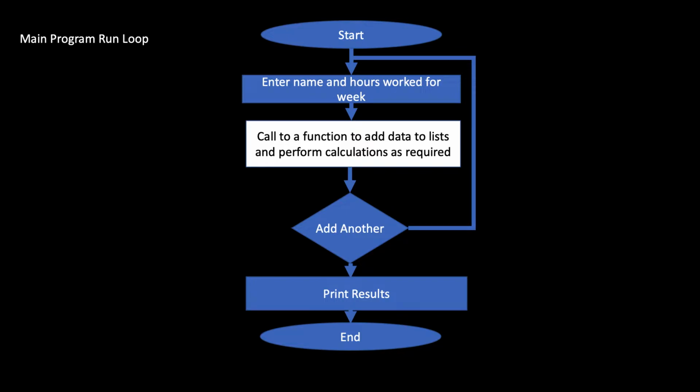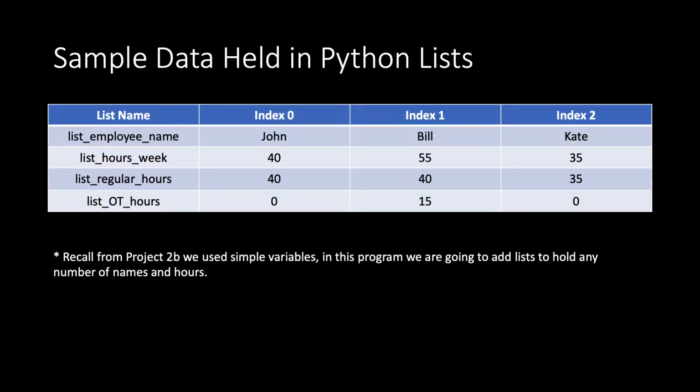I think if you think about it this way and you break it up into big chunks, it's a little easier to absorb. So what are these lists? Well, we're going to need one for an employee name. We're going to need one for the number of hours they worked in a given week. We're going to need one for their regular hours and one for their OT hours.